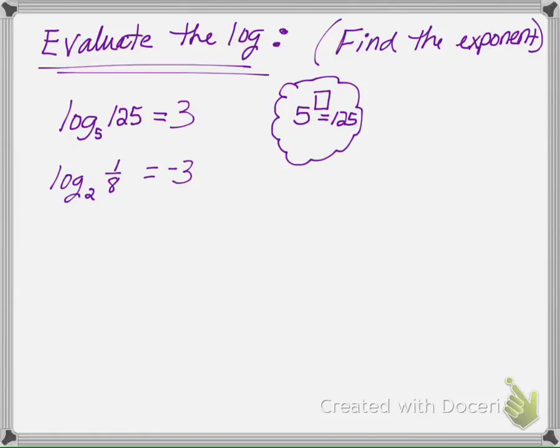Everybody see how that works? Okay. Because 2 to the negative 3rd power, negative makes it 1/2. And then to the 3rd power makes it 1/8. How about this one?